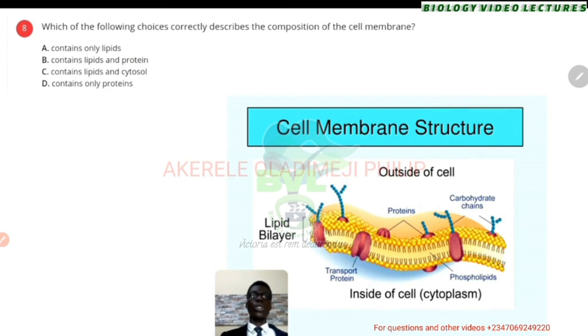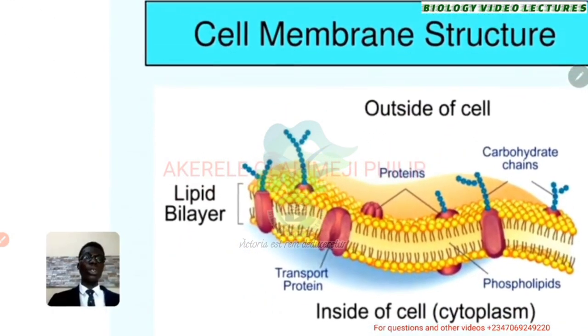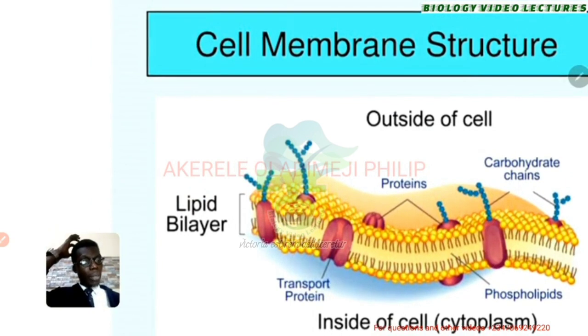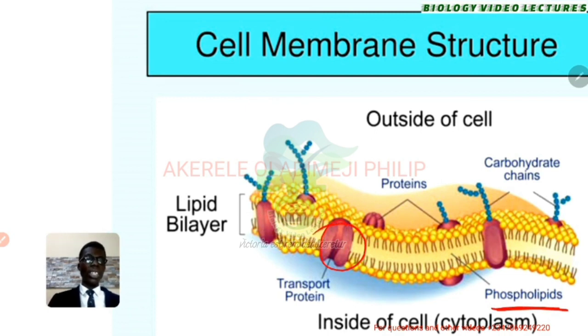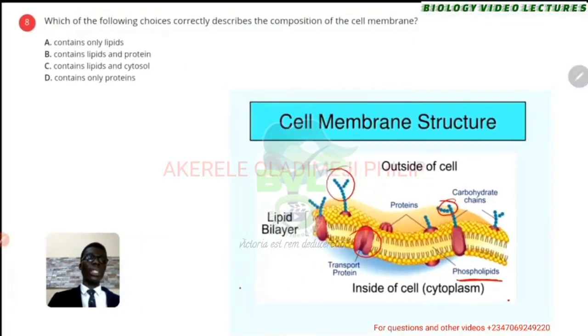Now, which of the following choices correctly demonstrates the composition of the cell membrane? Well, I've already kept that here for you, so you can see that the membrane is made up of lipids and proteins. Basically, then some few carbohydrates like that. So lipids and protein form the cell membrane.